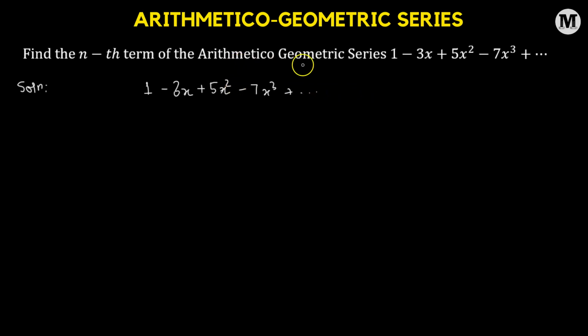Now, since this is an Arithmetico-Geometric series, clearly it means that it's composed of two types of sequence. One will be in arithmetic progression and the other will be in geometric progression. Now, what we'll do? We will try to rewrite each of the terms.